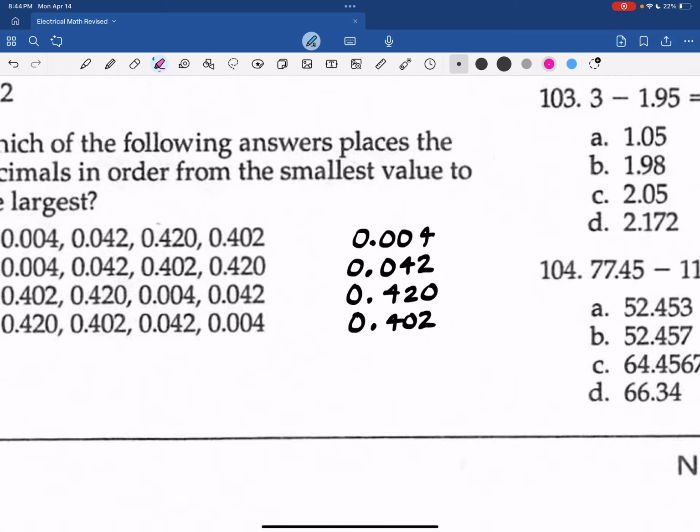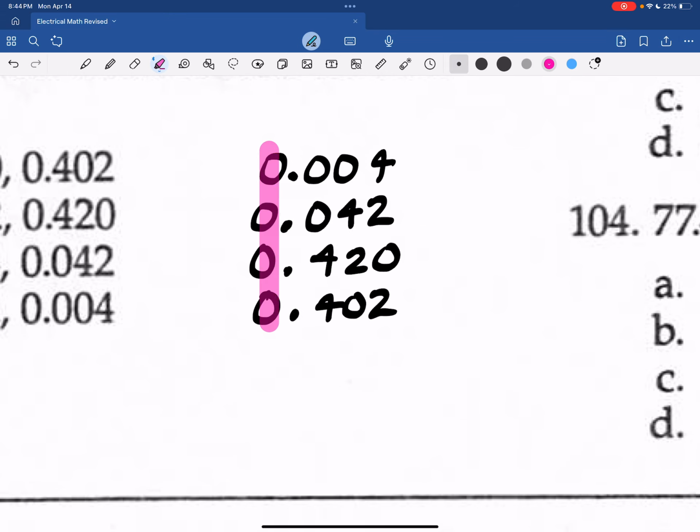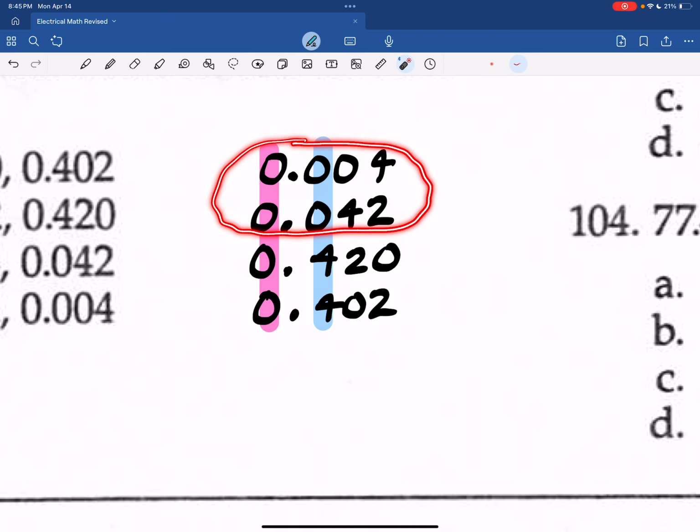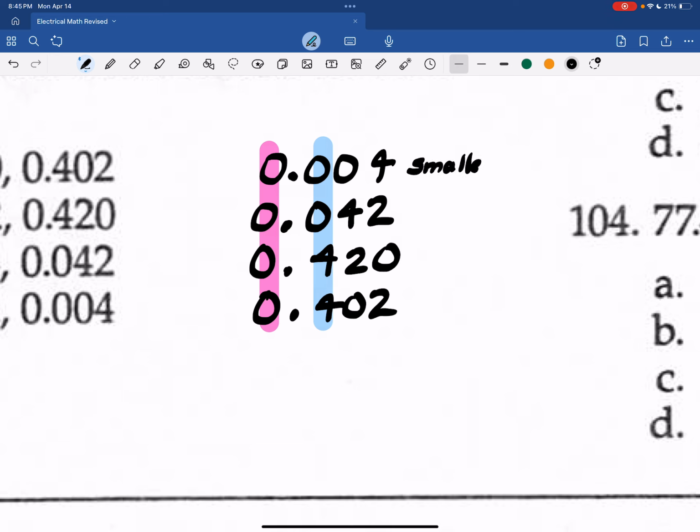So I'm going to compare the whole number place, and that doesn't help me. Then I will compare this place. Now, we know that those zeros are smaller than those 4s. So one of these two has to be the smallest. And 4 is smaller than 42. So this one is going to be the smallest of the 4. Then this one would be second, because 42 is smaller than 420 or 402.